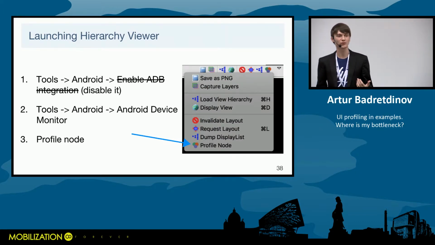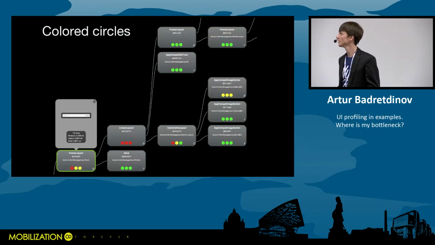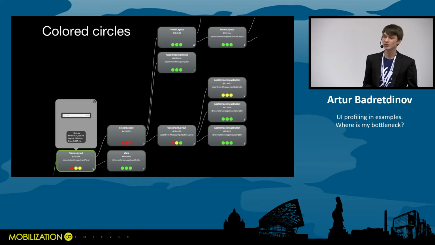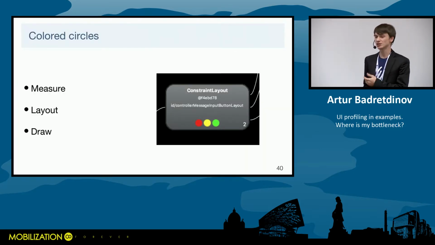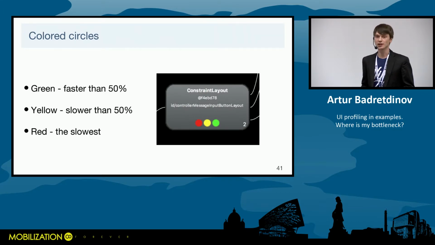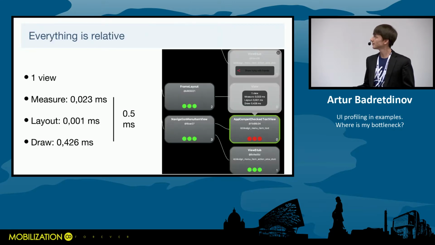When you press profile node, you will get some colored circles, basically. And these colored circles will tell you how long it takes to measure, layout, and draw a particular view. Depending on the color, you will see that this view is updated faster than 50% of views or slower, or maybe if it's red, it's one of the worst ones, and probably you should pay attention to it. And you should remember that everything is relative.